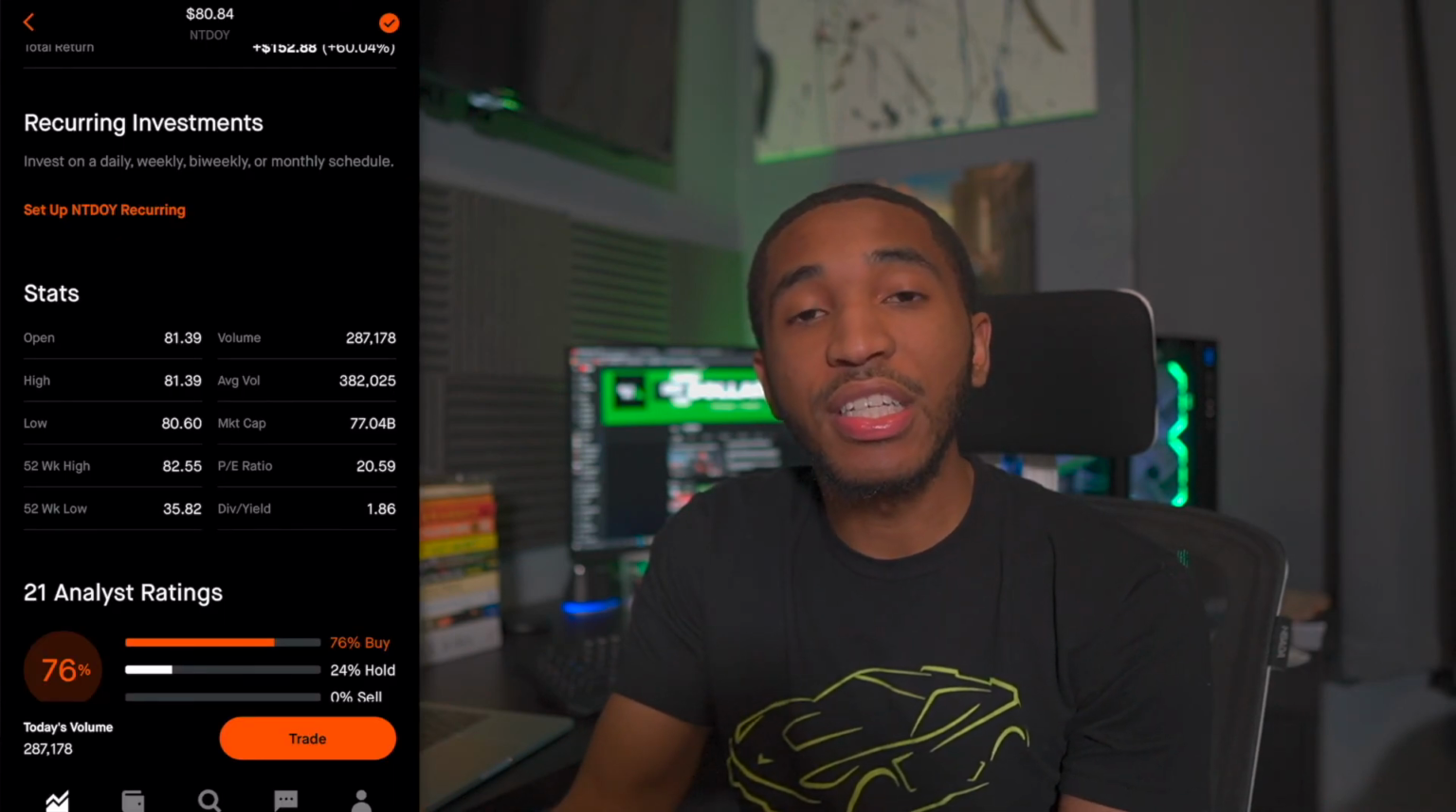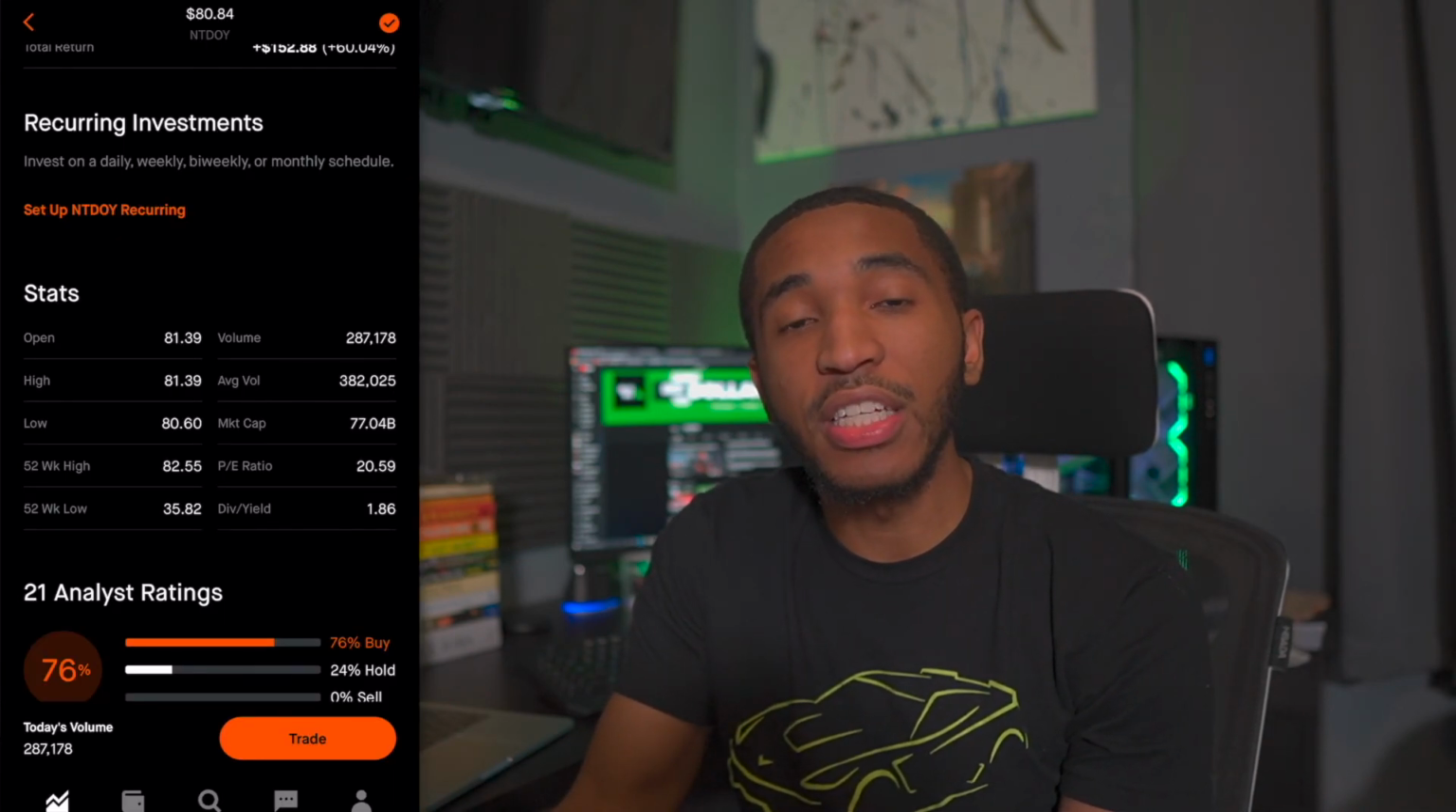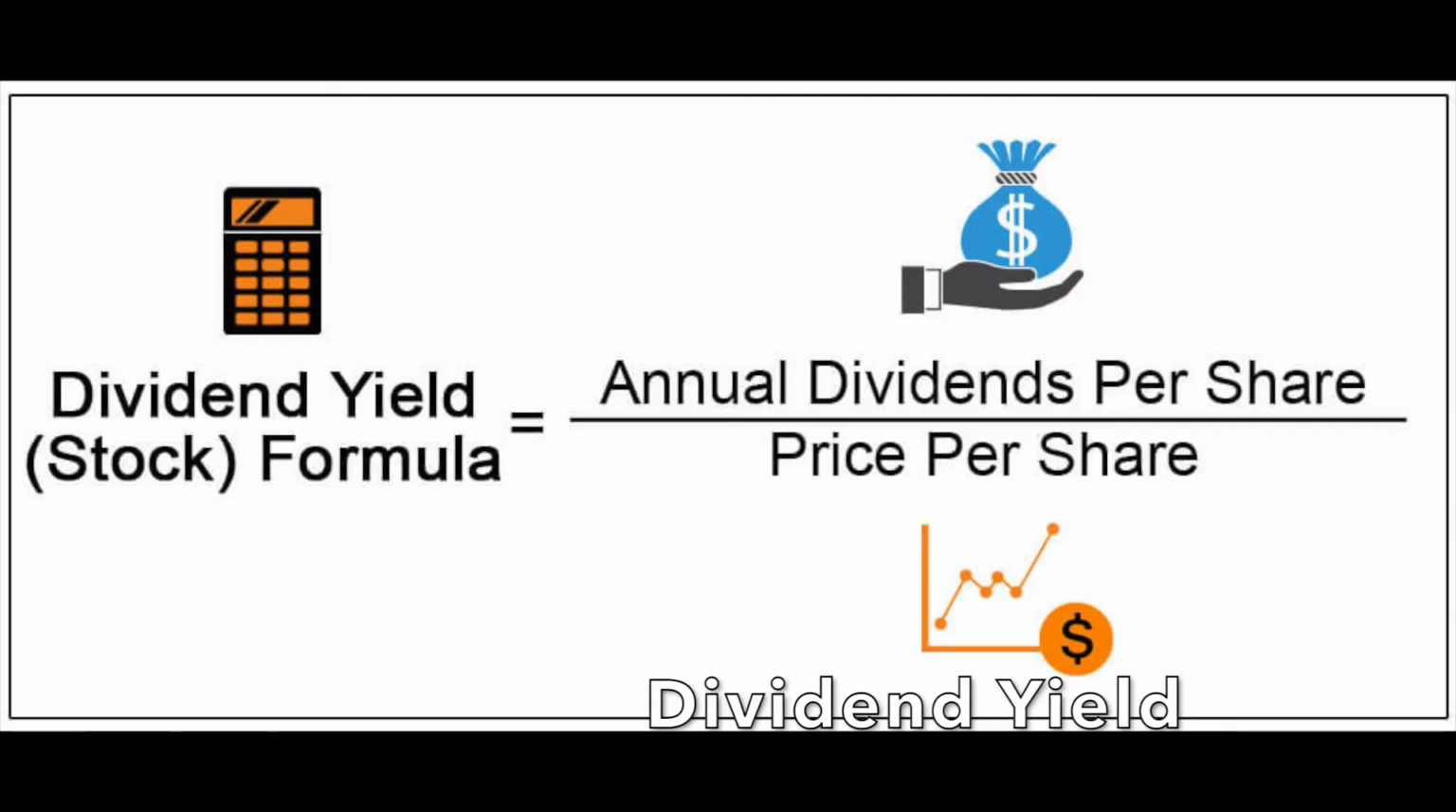Last on that list is div/yield, and that basically stands for the dividend yield. The dividend yield is displayed as a percentage and is the amount of money a company pays to shareholders for owning a share of its stock divided by its current share price. Mature companies like Nintendo are likely to pay dividends. Other companies pay a dividend as well, like Coca-Cola, Apple, Waste Management, just to name a few, and trust me, there are plenty.